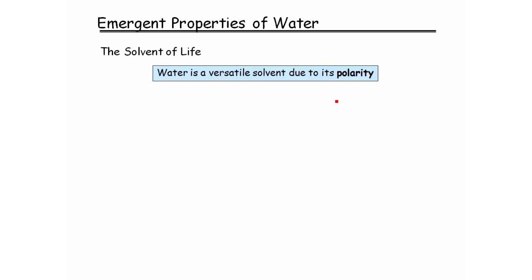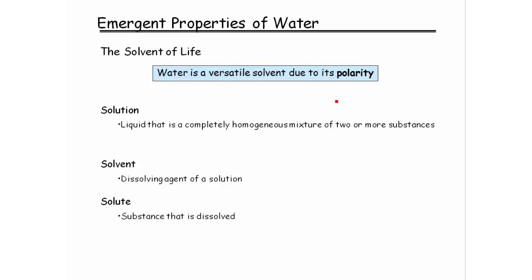So if we define solvent so that you have an idea of what we're talking about here, a solvent is going to be the dissolving agent of a solution. So what that means is it is something that dissolves molecules. If we look at a common example, if we take salt and we throw it in a glass of water and we stir it up, we know just from our everyday experience that that salt is going to dissolve in the water. So in that case, the water would be the solvent because it's doing the dissolving, and then the salt is going to be the solute. So the solute will be the substance that is actually getting dissolved.